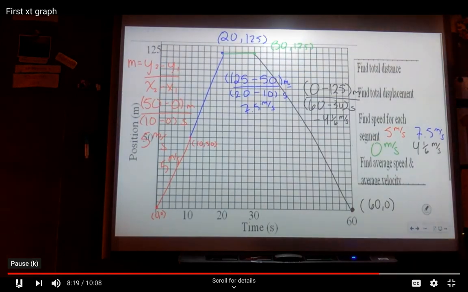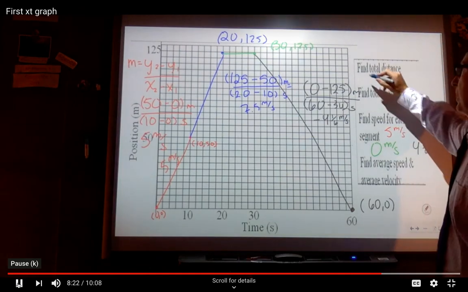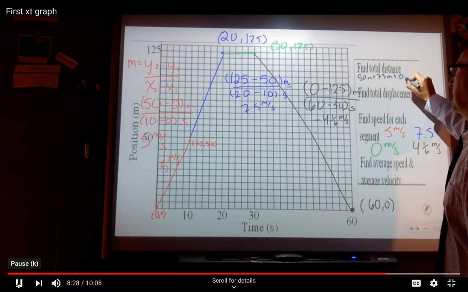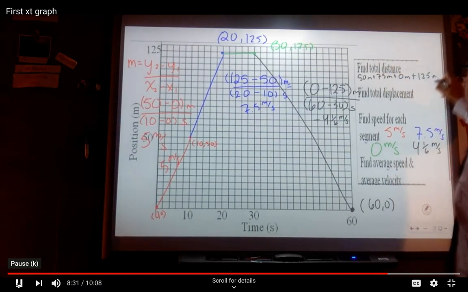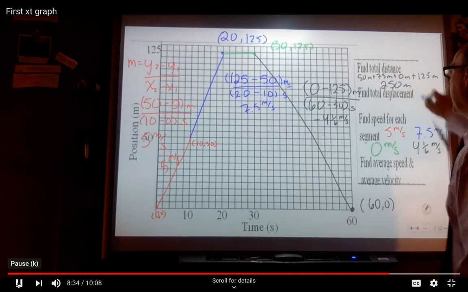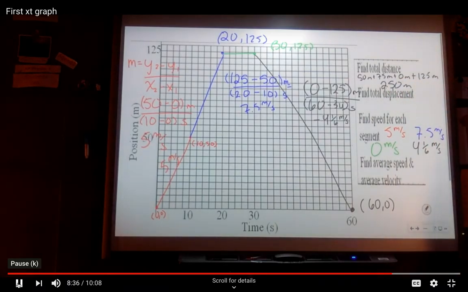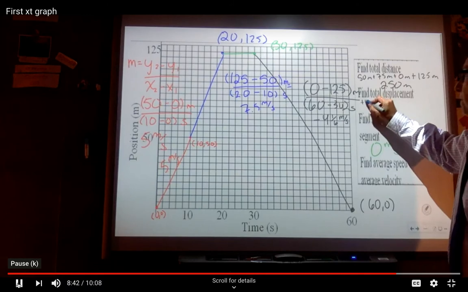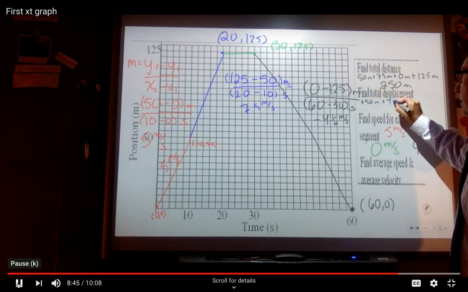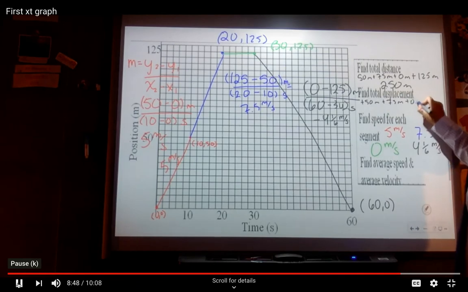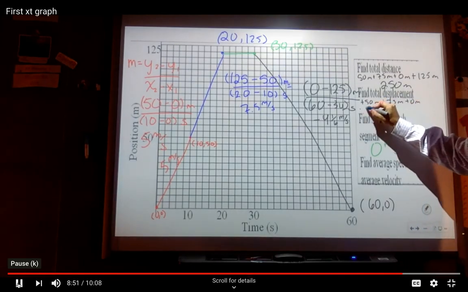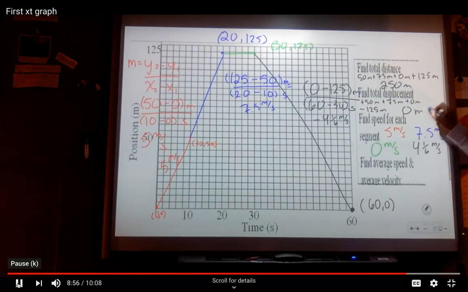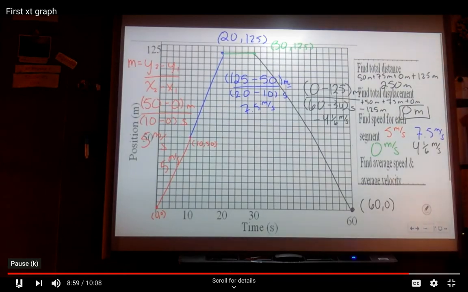So how far did he go? What's the total distance? He went 50 meters, then 75 meters, then he stayed at rest, and then he went 125 meters. So that would be 250 meters. His displacement would take into account the direction. So he went 50 meters positive, he went 75 meters positive. 0 is just 0, but then he went backwards 125. So that would give him a displacement of 0 meters.